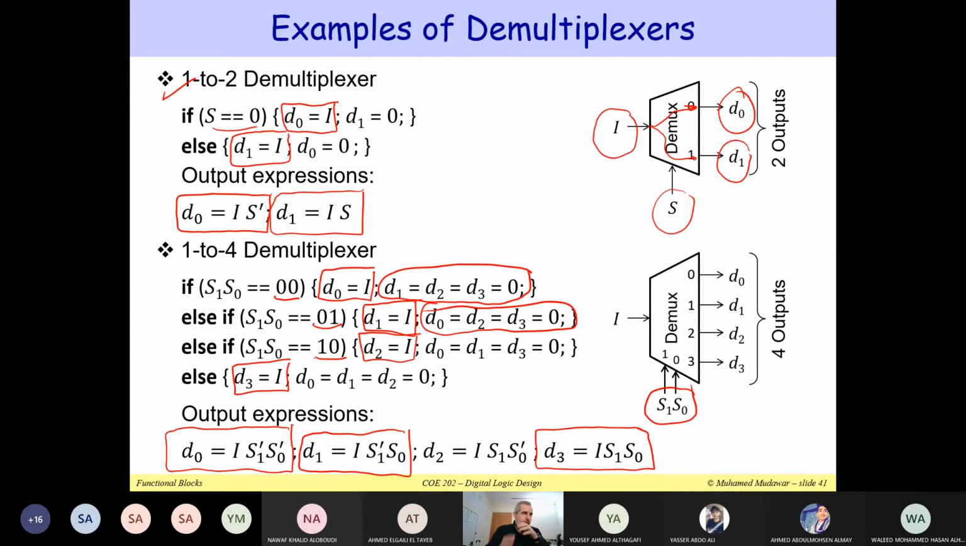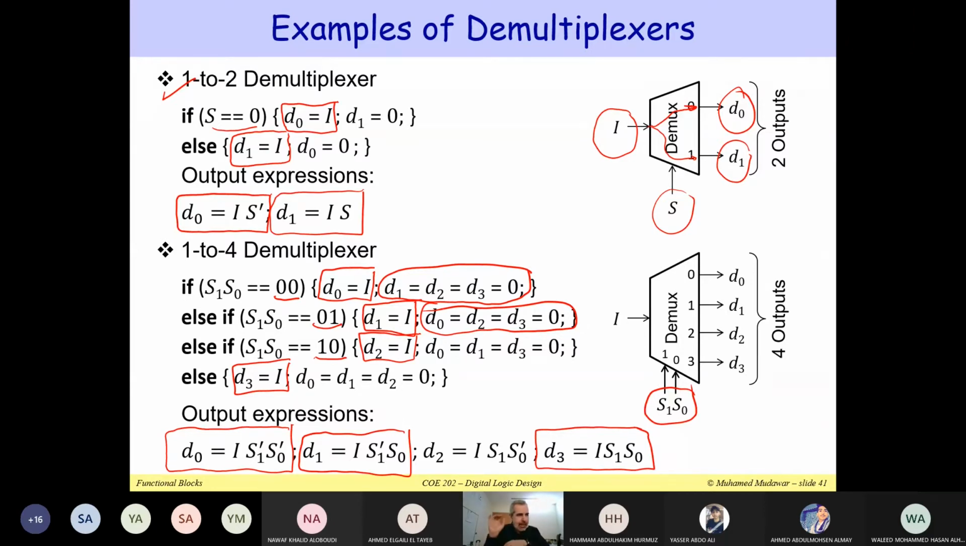Now, yes, go ahead. What if we replace I by 1? Yes, if we replace I with 1, that's right. Any other idea?